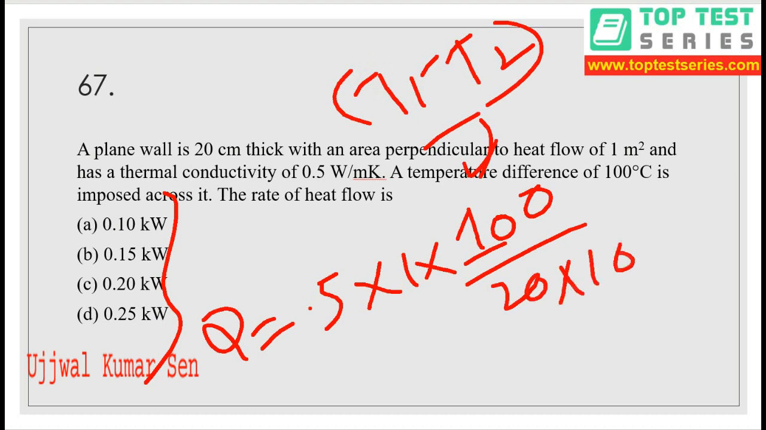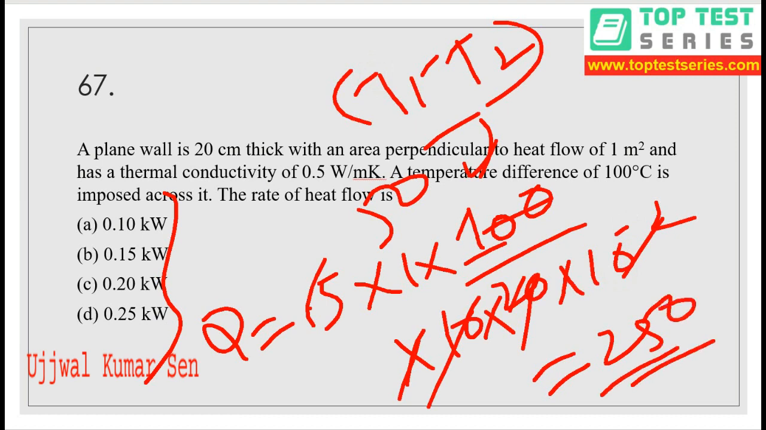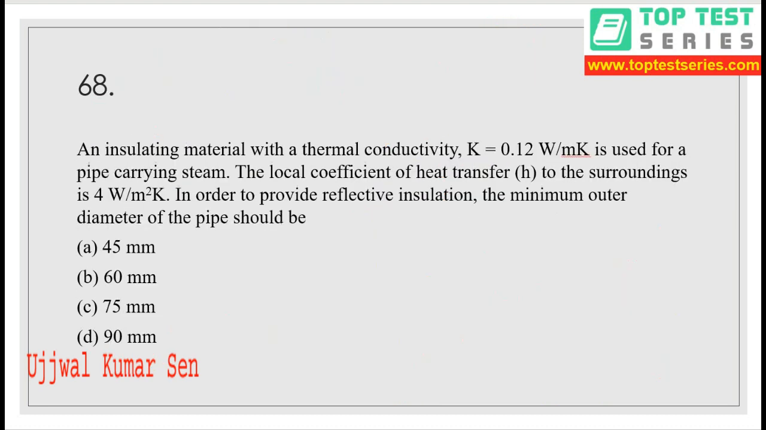Divided by 20 multiplied by 10 to the power minus 2. This will go, so we have to multiply by 10. So this and this cancel out. This one is 50. 50 multiplied by 5 is 250. But it is asking in kilowatt, right? So it should be 0.25 kilowatt. Therefore option D is the correct answer for this question.